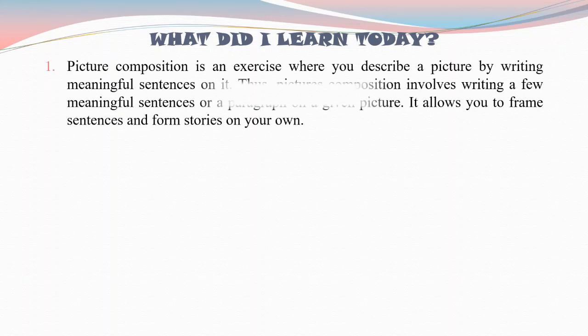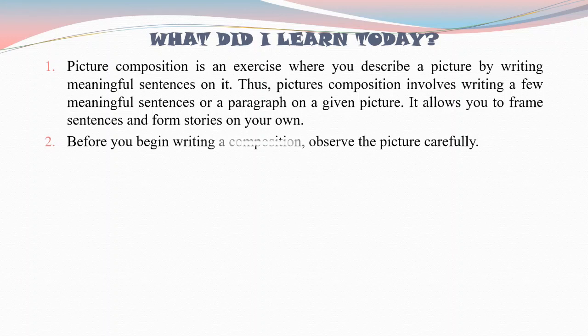Now, what did I learn today? Let's recapitulate quickly. Picture composition is an exercise where you describe a picture by writing meaningful sentences on it. Thus, picture composition involves writing a few meaningful sentences or a paragraph on a given picture. It allows you to frame sentences and form stories on your own.